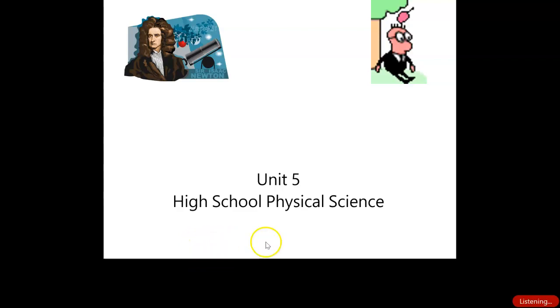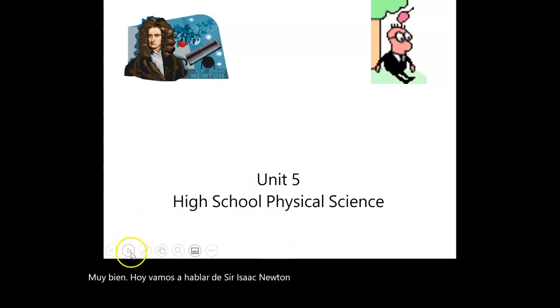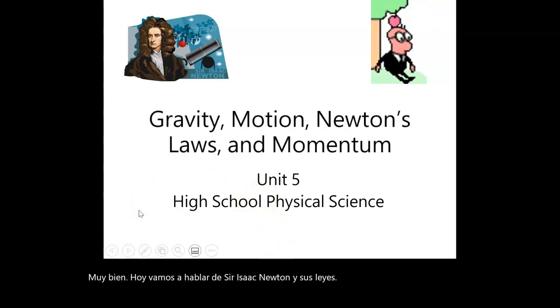Right, today we are going to be talking about Sir Isaac Newton and his laws. We are also going to focus on gravity, motion, and momentum.